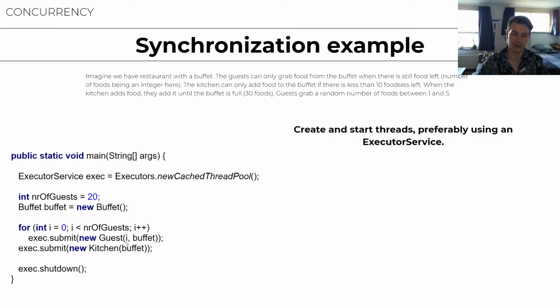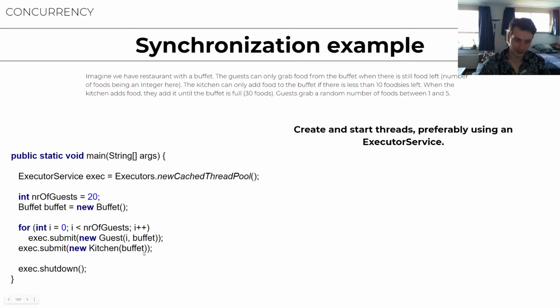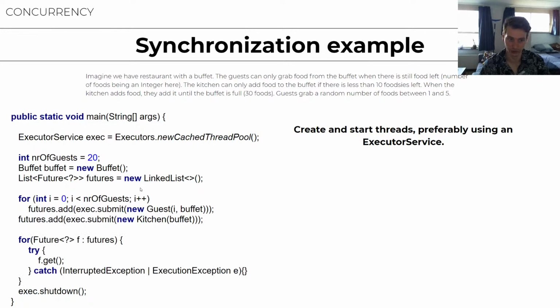See how I give it an i and a buffet, because it needed to have an ID and a buffet. Finally, I create the kitchen, which I'm also going to give the buffet. I didn't create the kitchen here, but I'm just going to assume that it exists. And I'm going to say exec.shutdown. This works. It's not the perfect solution. The perfect solution would be to use the Future.